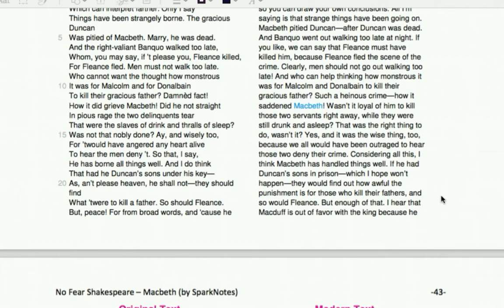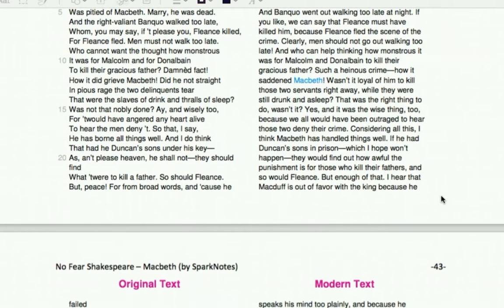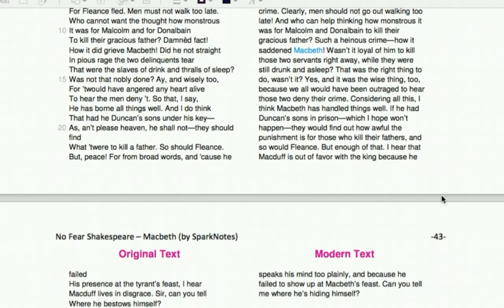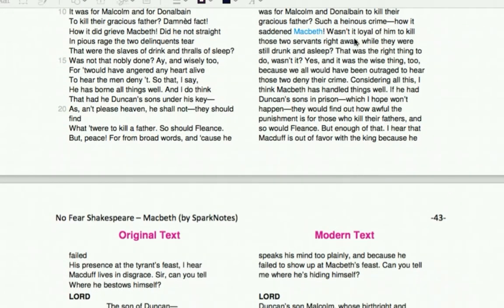So here Lennox seems to believe for a moment that Macbeth has been acting as any normal person should. He's defending the king, and all things point to the sons of both Duncan and Banquo as responsible for their father's death. But he does make a note that it does seem very odd that everything has been happening fairly quickly. So he says, enough of that. I have heard that Macduff has fallen out of favor with the king. Here, the king is now Macbeth. Okay. So we need to make a note of that.